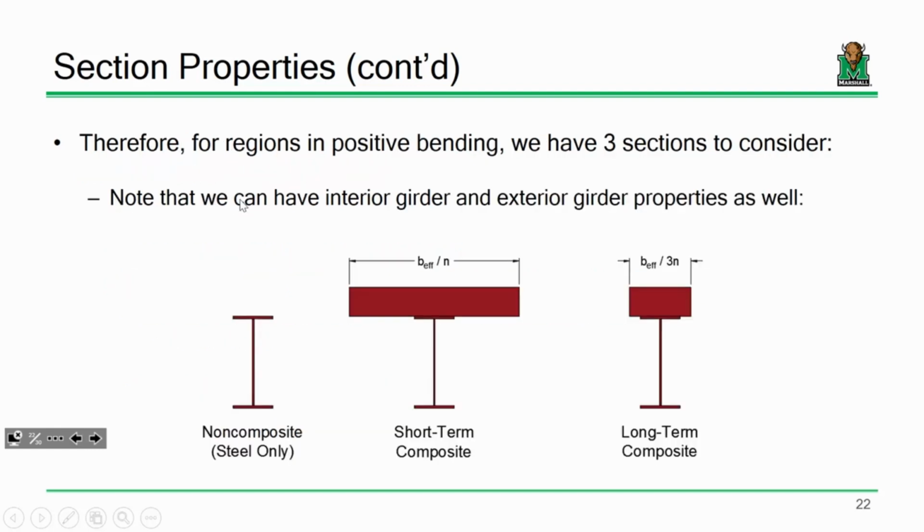So if we're looking at sections in positive bending, we have 3 section properties we have to assess. The steel beam all by itself, the steel beam plus the composite deck, short term and then long term. Make sense? And keep in mind, these two can be different if you're looking at interior girders versus exterior girders because that dimension can be different. Everybody good? Now, that's the positive bending region, the smiley face, where the concrete is in compression.